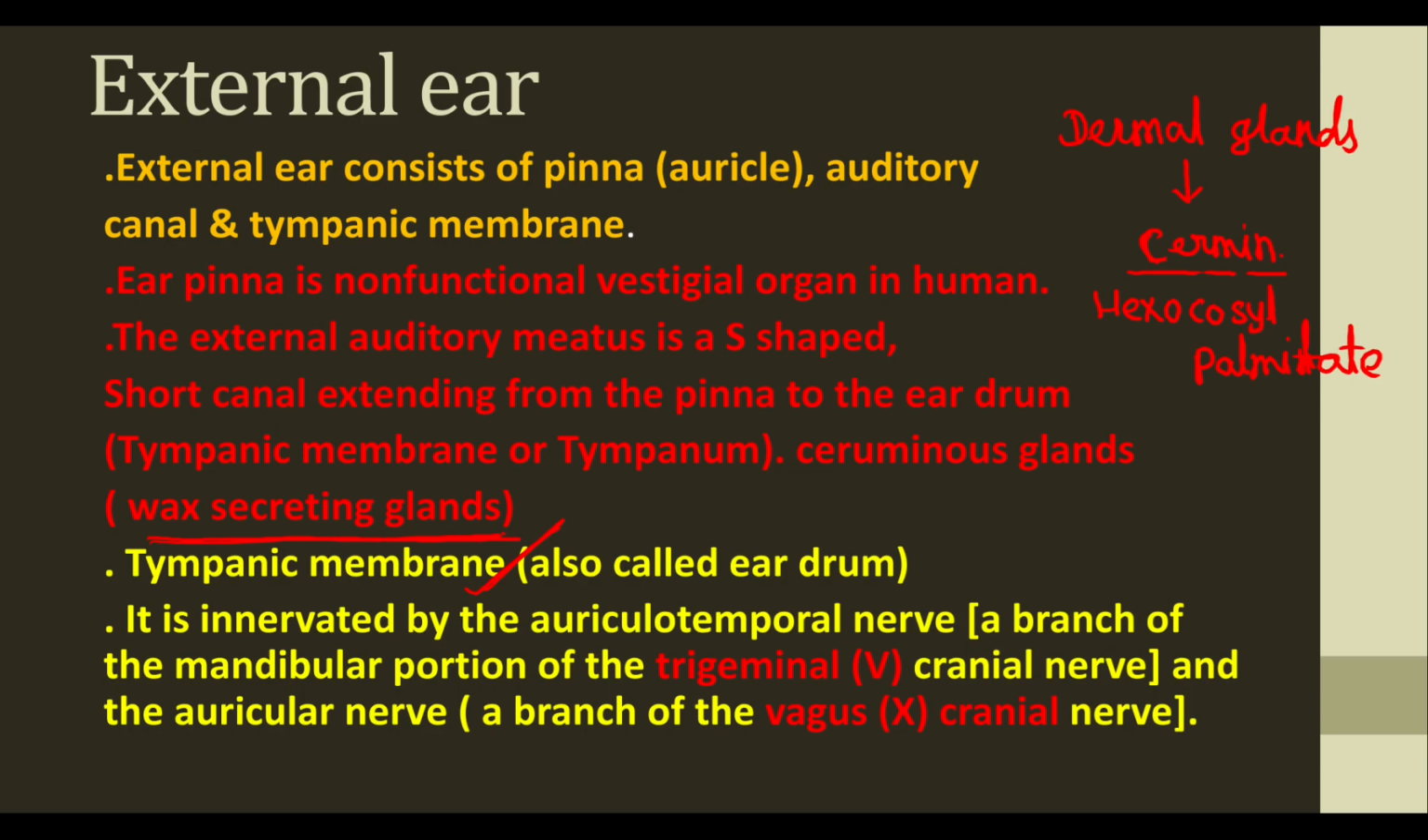Fine. This tympanic membrane is innervated by the auriculotemporal nerve, which is a branch of the mandibular portion of the trigeminal nerve. And there is one more nerve here, called the auricular nerve, which is a branch of the vagus cranial nerve. So two nerves: one is the auriculotemporal nerve, a branch of the trigeminal nerve, cranial nerve fifth, and the next one is the auricular nerve, a branch of the vagus nerve. They actually supply this tympanic membrane.